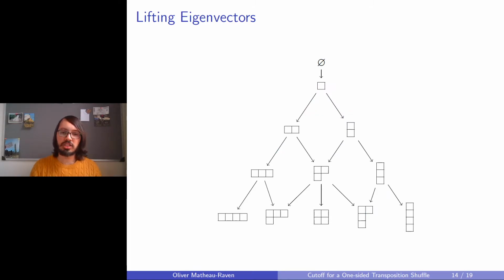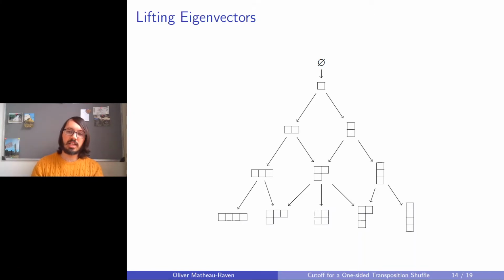So the partition 1, denoted by a single box, gives us all the eigenvectors of our shuffle on 1 card. We can easily compute these, because it's just a 1-by-1 transition matrix. Once we have this, we can then use our inductive process, lifting eigenvectors, to find the eigenvectors belonging to partitions with 2 boxes, and then 3 boxes, and then 4 boxes, etc. In this way, we can recover all the eigenvectors and eigenvalues for the one-sided transposition shuffle.